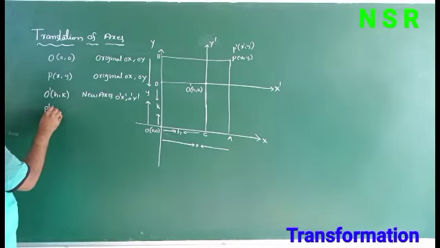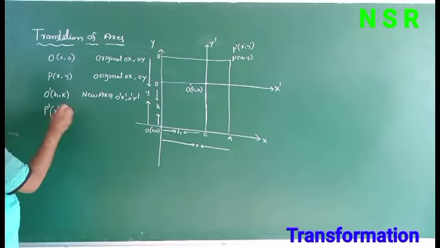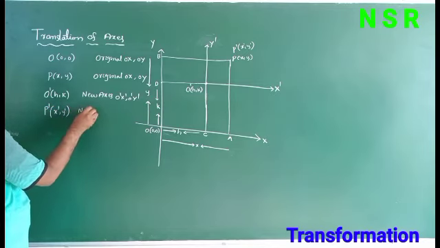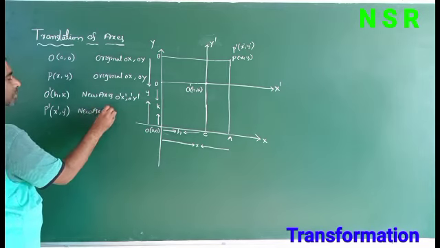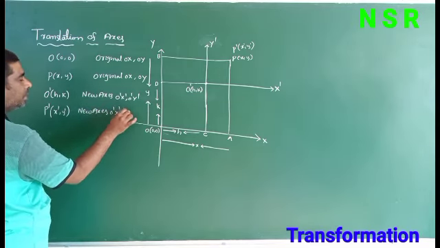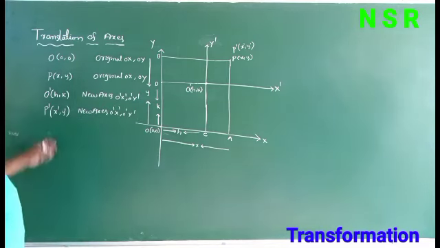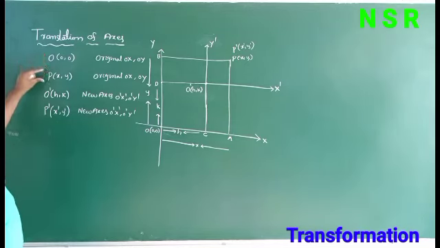Next, P dash (x dash, y dash) is the position of a point with respect to the new axes O dash x dash, O dash y dash. Now we get here the origin and position point. Here is the origin shifted point and the position point. These two are with respect to the original axes, and these two are with respect to the new axes.